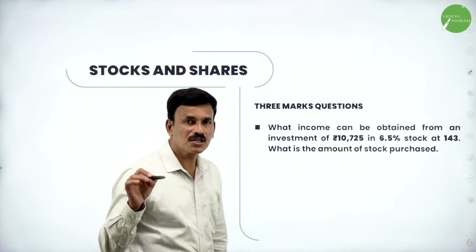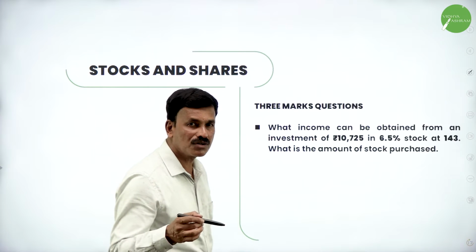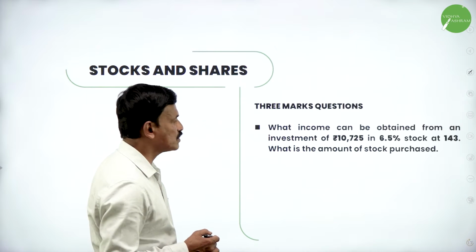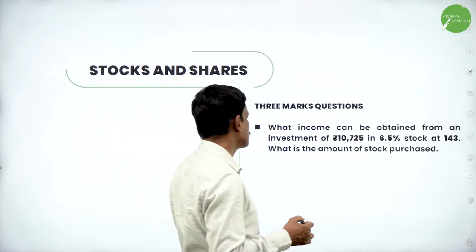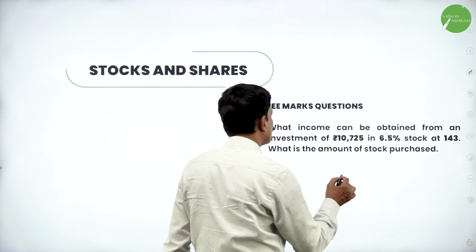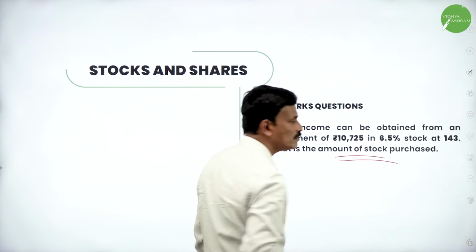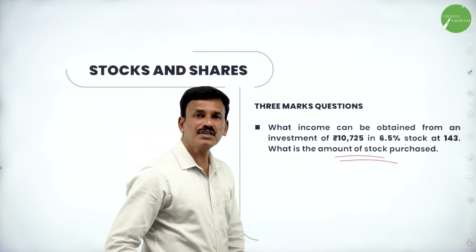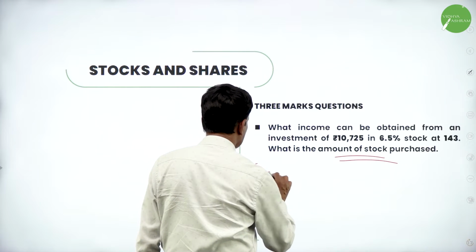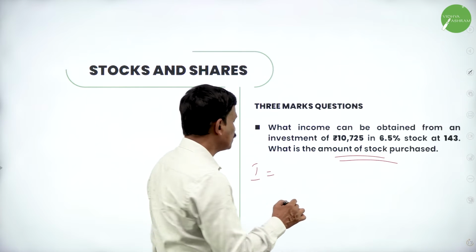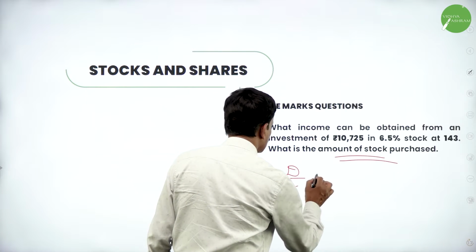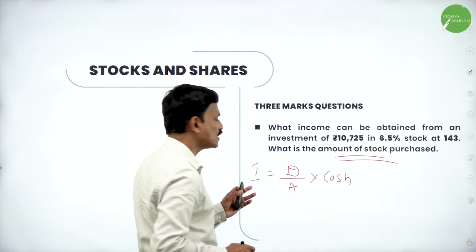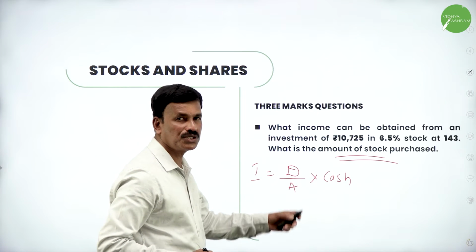So far we have discussed 1 marker problems. Now let us discuss 3 markers questions. What income can be obtained from an investment of rupees 10,725 in 6.5% stock at 143? What is the amount of stock purchased? So what is to find is the amount of stock purchased. So first find out the income. What is the formula for income? Income is equal to dividend divided by amount per share into cash.